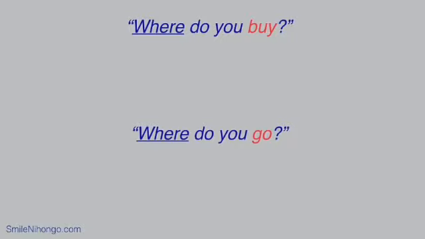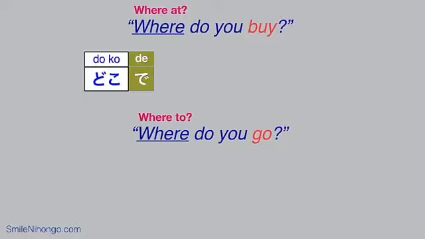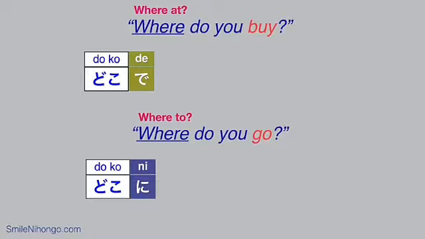Right. In the first sentence, because of the verb buy, the question is asking where at. In the second sentence, because of the verb go, it's asking where to. So in Japanese, for the first one, we have to ask どこで. And for the second one, we have to ask どこに. I hope now you understand what I was talking about earlier. You have to pick the right version of どこ depending on the verb that you have in your question.